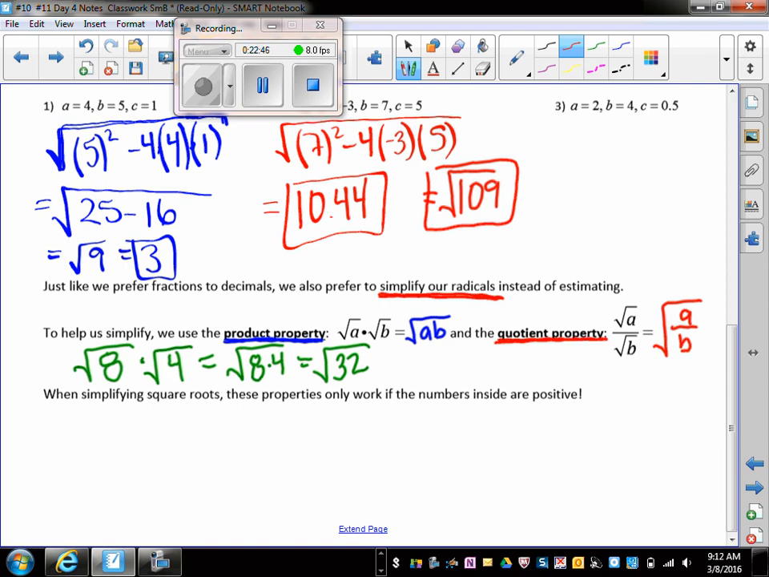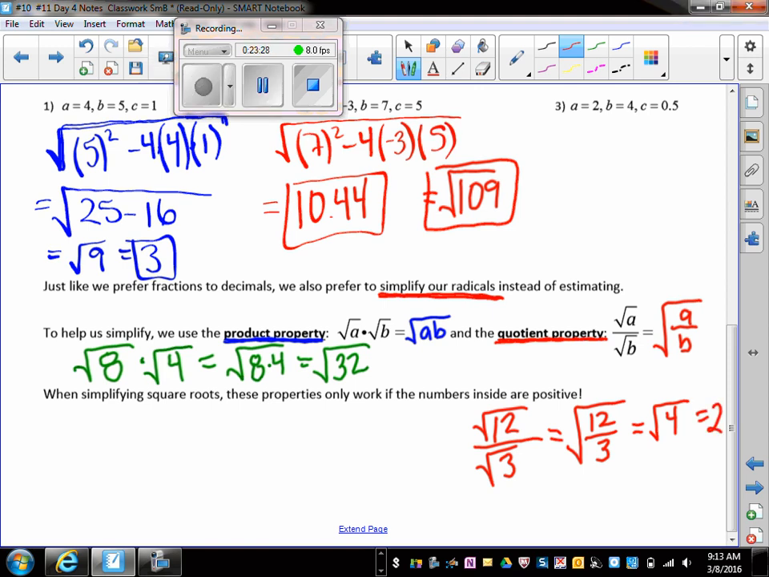Alright, so these are two extremely important properties for us. And it goes both ways. If I have multiplication, I can break it up. If I have a fraction, I can break up to square root of the top and square root of the bottom. So an example of this, what if I had the square root of 12 over the square root of 3? Square root of 4, because it's the same thing as 12 divided by 3, which is 4, so square root of 4. And what is the square root of 4? 2. Good.